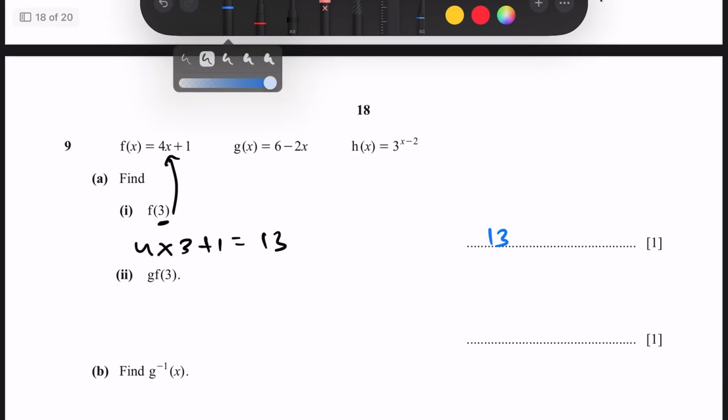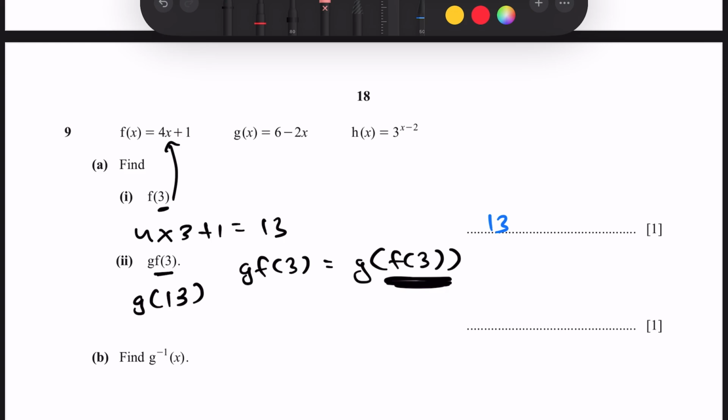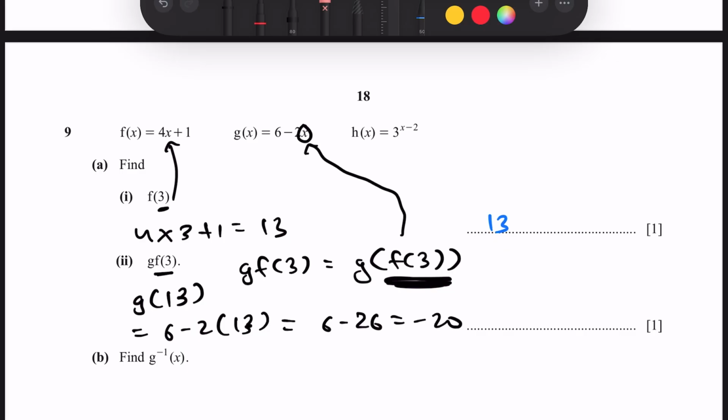Now (ii) says you first get the value of f(3), which is equal to 13, and then you sub 13 itself into g. Since g(f(3)) is equal to g of f(3), you sub this value into x itself. So this is equal to 6 minus 2 times 13, which is equal to 6 minus 26, which is equal to negative 20.